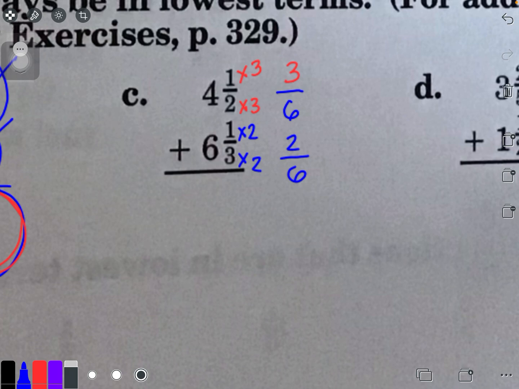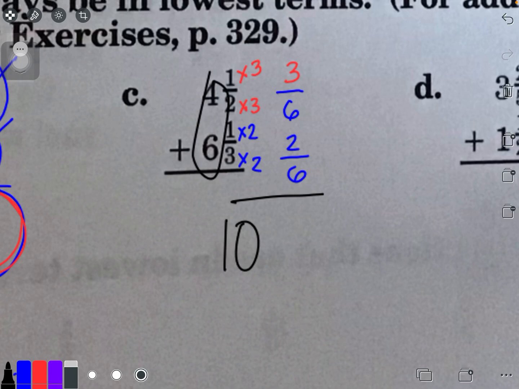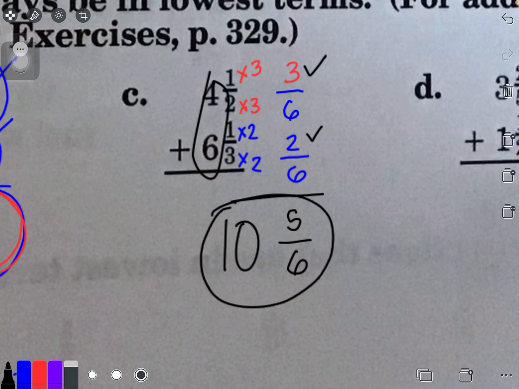Okay, now I've got to remember I've got whole numbers, so I can't leave those alone. So I'm going to just do this. 4 plus 6 is 10. And then I can add 3/6 plus 2/6. Well, I know my denominator is going to be 6. So 3 plus 2 is 5. So my brand new answer is 10 and 5/6.